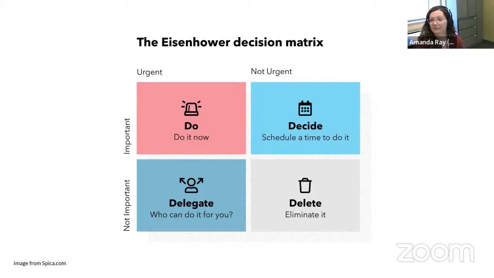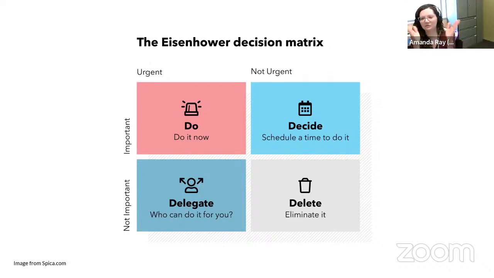Do it, get it done. Is it important, but not so urgent? Schedule it out for later. Is it urgent, but not important? Maybe somebody else can tackle it for you. And is it not urgent and not important? Why are you dealing with it? Put it away, delete it, get rid of it, move it along.